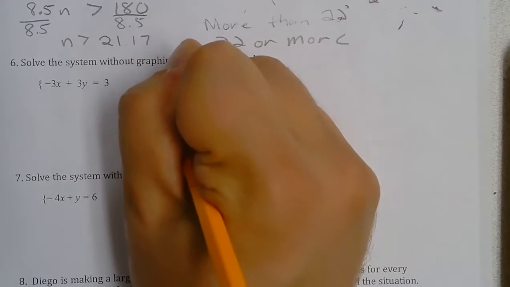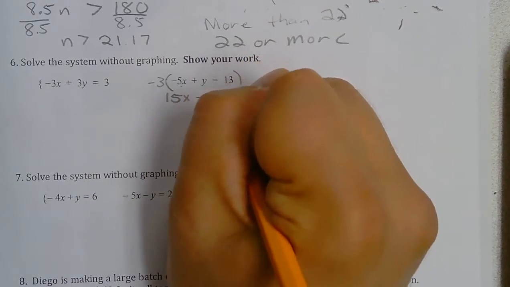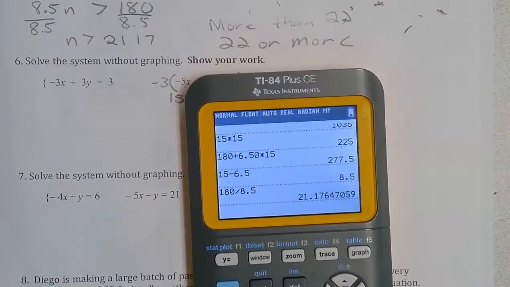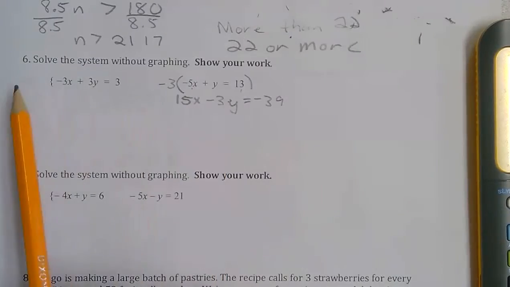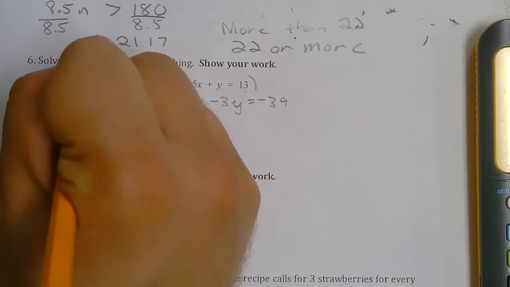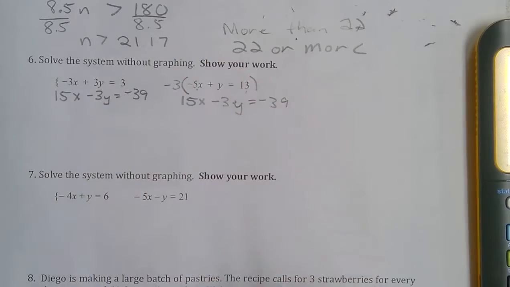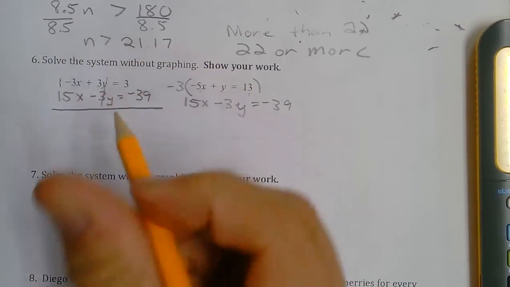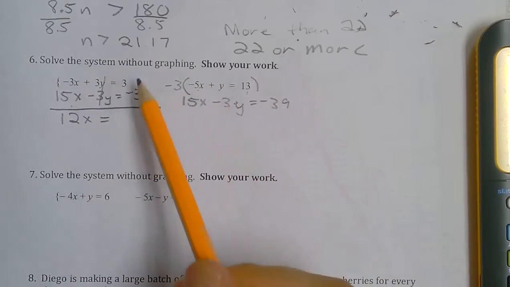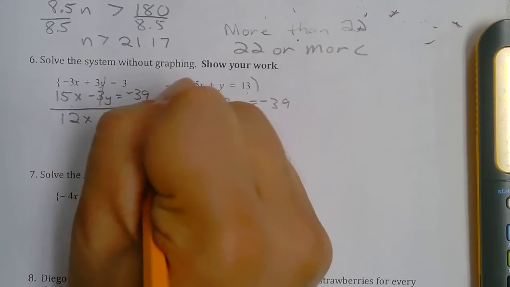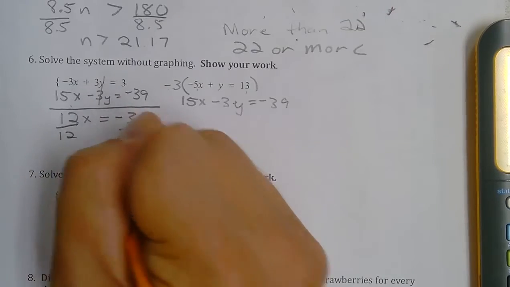So -3 times 5x would be positive 15x. -3 times y would be minus 3y. And then we need -3 times 13, and that would be -39. And then from there, you just line it up. So you have 15x minus 3y equals -39. So then 15x minus 3x is 12x. -39 plus 3 is -36. Divide both sides by 12, and x would equal, that's -3.